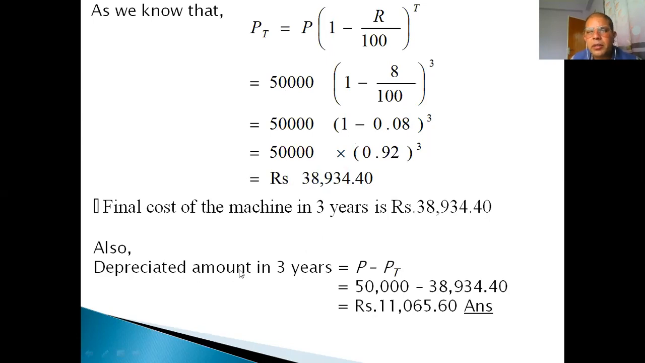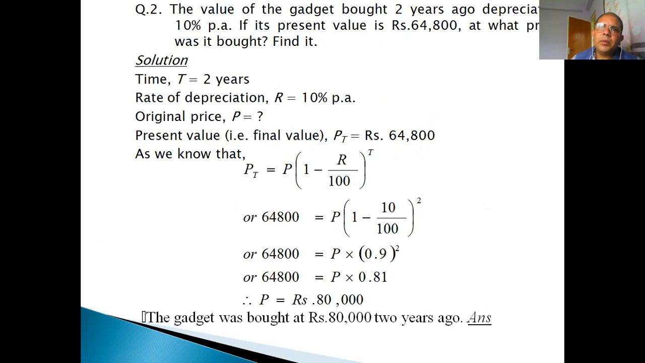But what is the amount of depreciation? We know it is P minus PT. Our initial price is 50,000. Our new price is 38,934.40. But what is the amount which is depreciated? That is, what is the decreased price? The decreased price is 50,000 minus 38,934.40. It is 11,065.60. It is our depreciated amount. Don't be confused about the initial price, depreciated amount, and final price. These are the main prices.